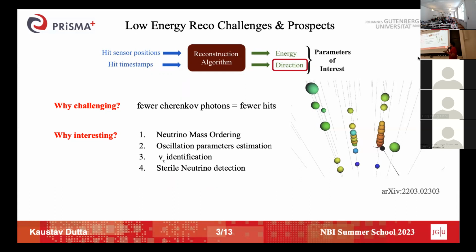Now, this is both challenging and interesting at the same time. It's challenging because we have just a few Cherenkov photons, since the number of Cherenkov photons emitted is proportional to the energy of the particle. This of course leads to fewer hits, and it's very difficult to do reconstruction with just a few hits. It's interesting because working in the low energy regime has many promising prospects. For instance, it promises to help us solve the neutrino mass hierarchy problem and set constraints on the oscillation parameters, and also tau identification, and much more exotic things like sterile neutrino detection in the future.